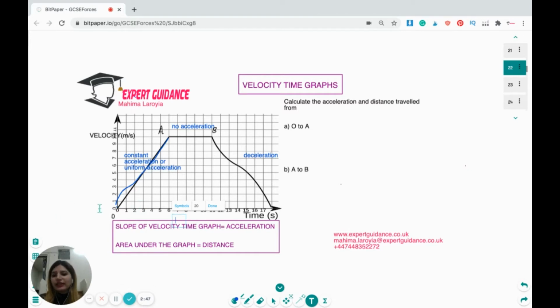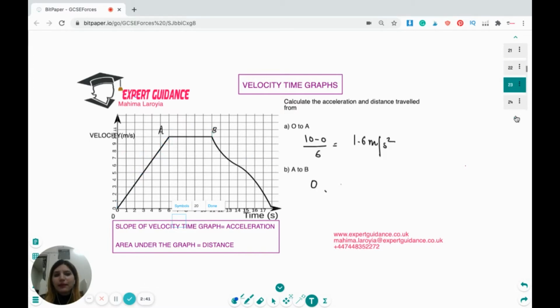So you need to calculate the acceleration from O to A and A to B. You can pause the video and try this and come back to check the answer. From O to A, we will do 10 minus 0 divided by 6, which is 1.6 meters per second squared. And from A to B, since there's no change in velocity, the change in velocity is 0. So the acceleration in this part will be 0.